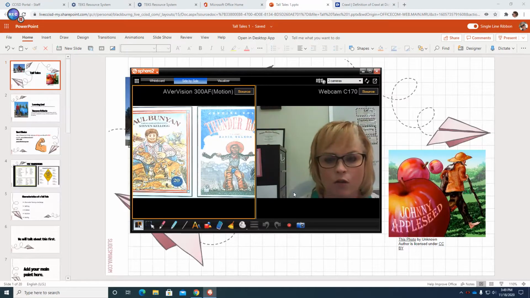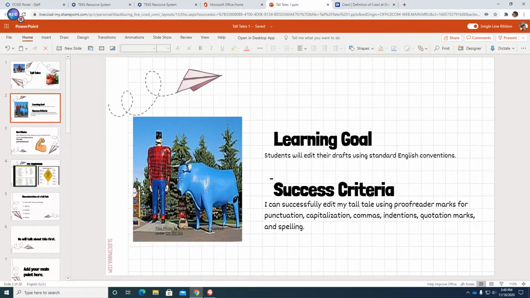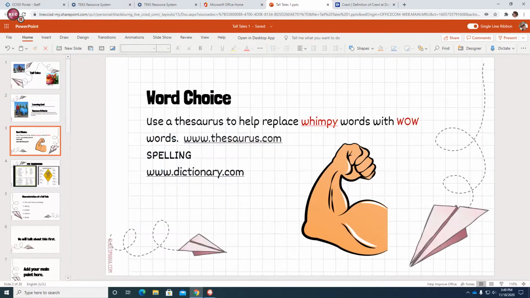This is day 4. We are going to continue editing our lesson over Tall Tales. Let's go ahead and begin. Your learning goal. Students will edit their drafts using standard English conventions. Success criteria. I can successfully edit my tall tale using proofreader marks for punctuation, capitalization, commas, indentions for paragraphs, quotation marks, and spelling. All right.